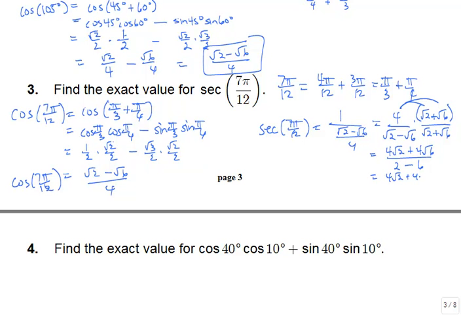And 2 minus 6 is a negative 4. So all these 4s are going to cancel. You can pull that negative out front if you want and make it negative root 2 plus root 6, or you could distribute the negative across. Either way is fine.